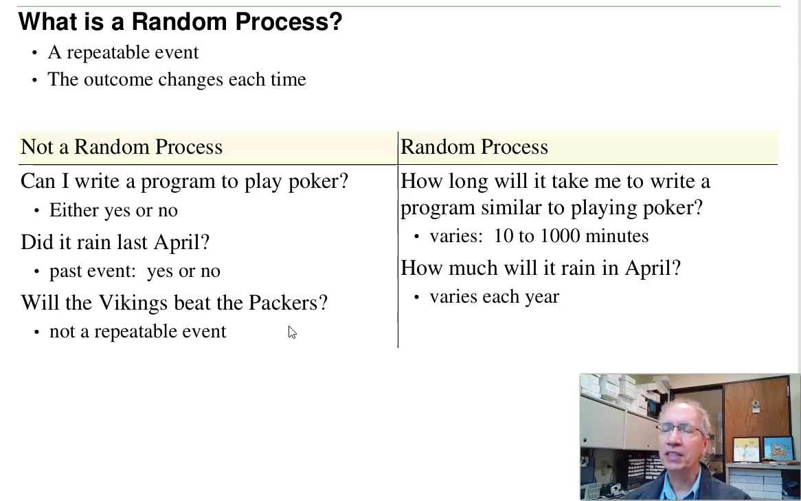What a random process is would be something like asking, how long does it take me to write a program to play poker? You know, that'll vary. Every time I write the program, I get a different answer. That's a random process. If I ask about how much will it rain this coming April, again, it varies every year. The future, there's many, many futures. I'm going to get different answers every year, every time it happens. That's a random process. So this course is all about random processes.